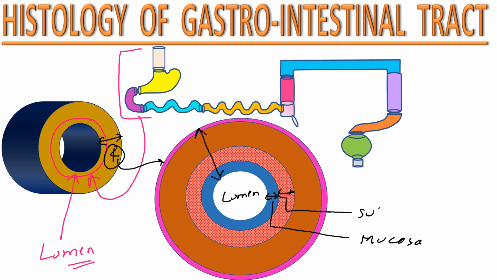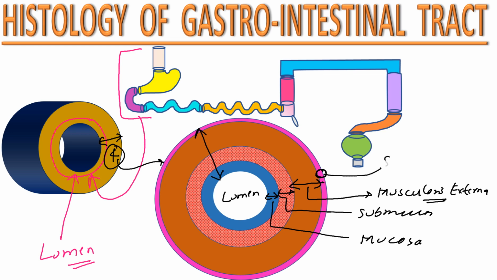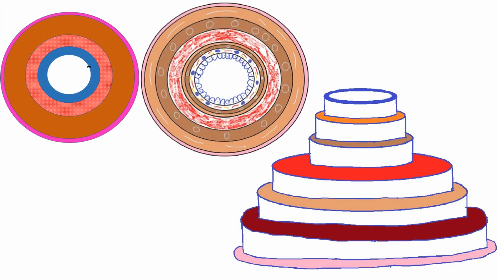Outside the mucosa is the submucosa, and outside the submucosa a large smooth muscle layer is present, and that is called muscularis externa. Outside the muscularis externa is the outermost layer, called either serosa or tunica adventitia. Now the mucosa itself consists of three layers, and the muscularis externa consists of how many layers?